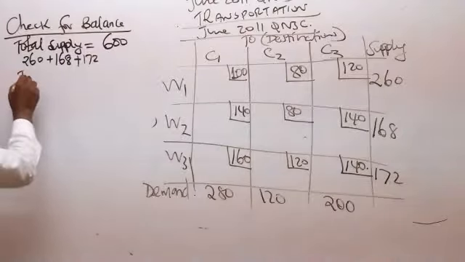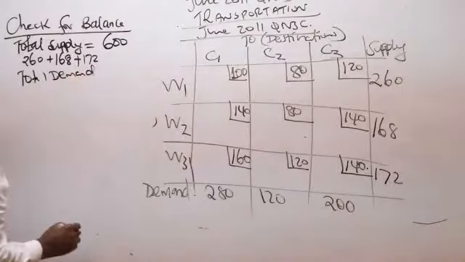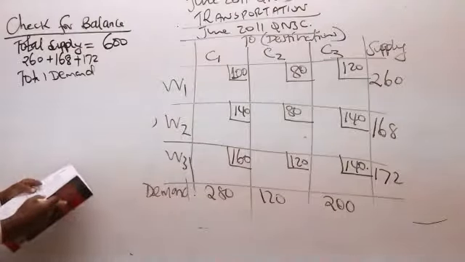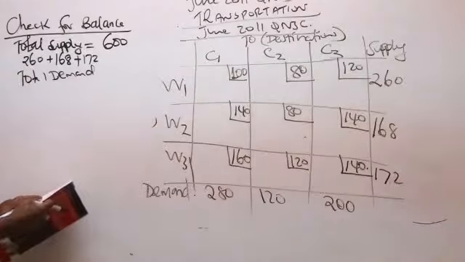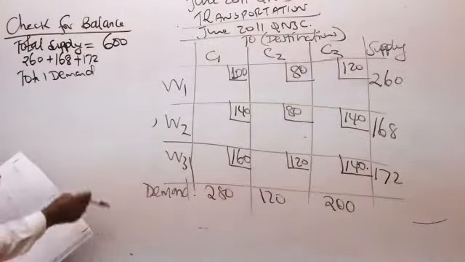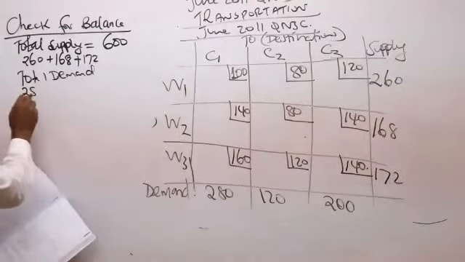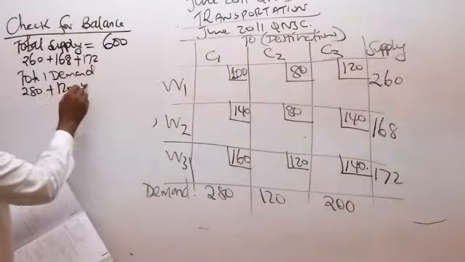From there, we have the total demand. So total demand, ladies and gentlemen, what do we have for total demand? I can see the destinations there, I can see my customers. I can see my destination requirements. Customer 1 is 280, customer number 2 is 120, customer number 3 is 200.